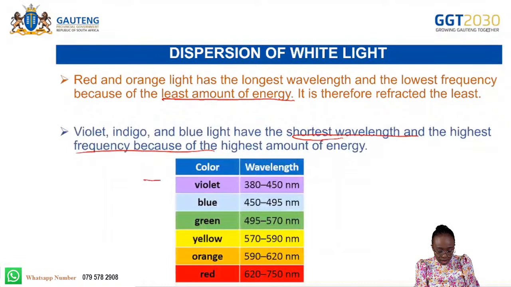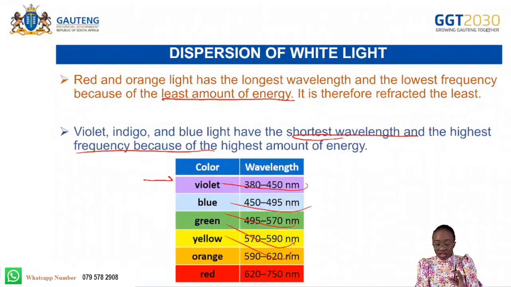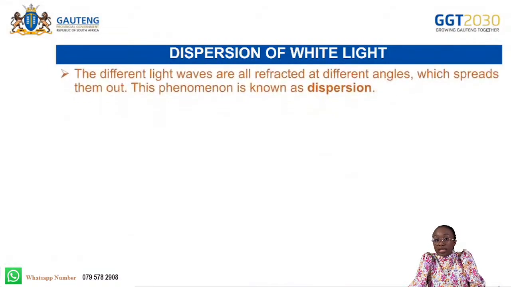So there we go. There is our color violet wavelength. Some of the colors here: blue, there's the wavelength; green, there's the wavelength; yellow, 570 to 590 nanometers; orange, 590 to 620 nanometers; red, 620 to 750 nanometers. These are the colors, and you see the different light, they bend at different angles. They are refracted at different angles.